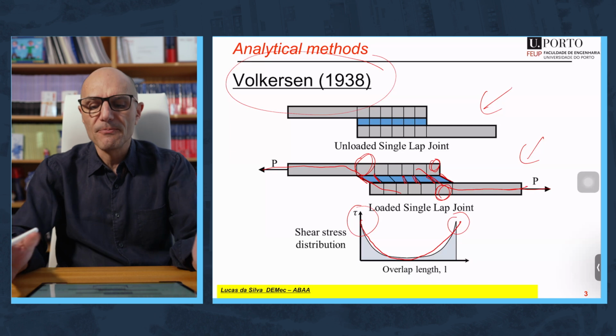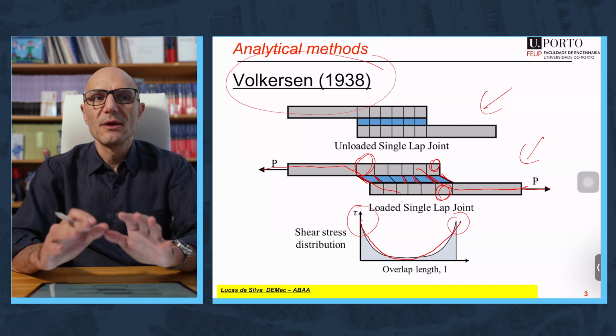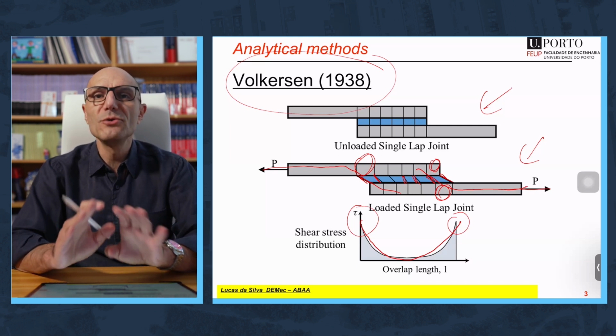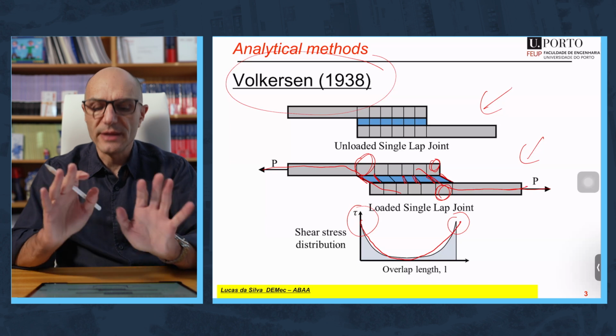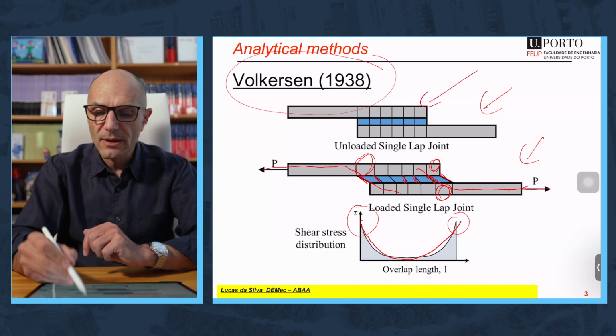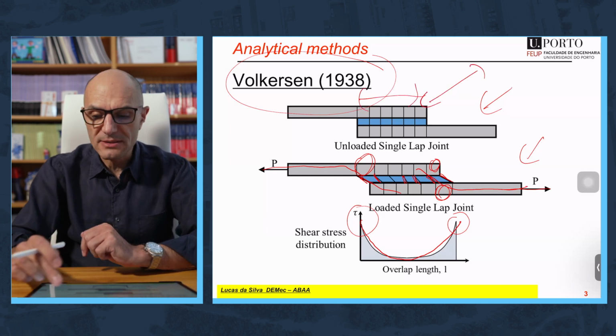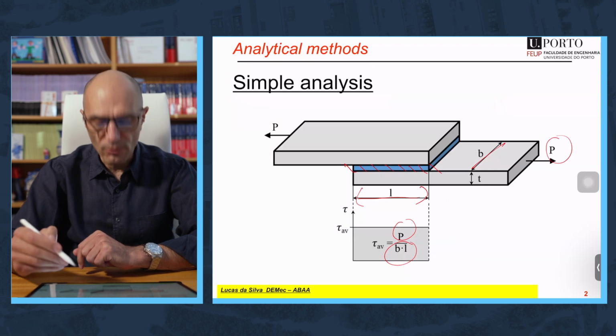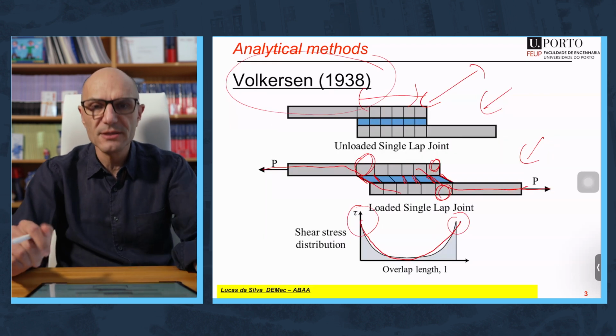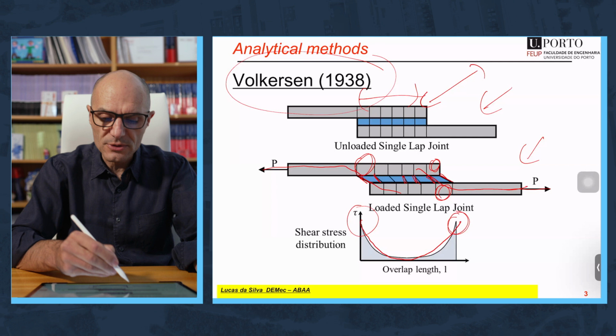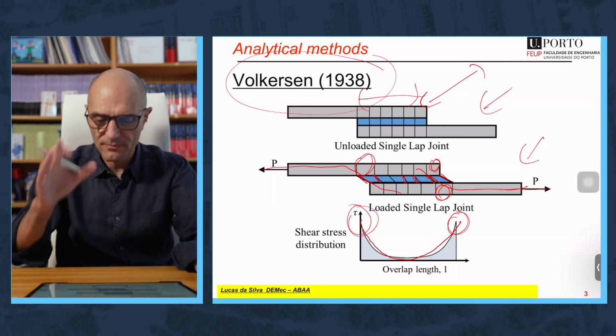So at the beginning, in the introduction, I told you that when you use adhesive bonding, you have a uniform stress distribution. That's true along the width. Along the overlap, it depends. If you have an elastic adhesive, completely true. If you have a rigid adhesive, not true. You have a stress concentration at the ends of the overlap.